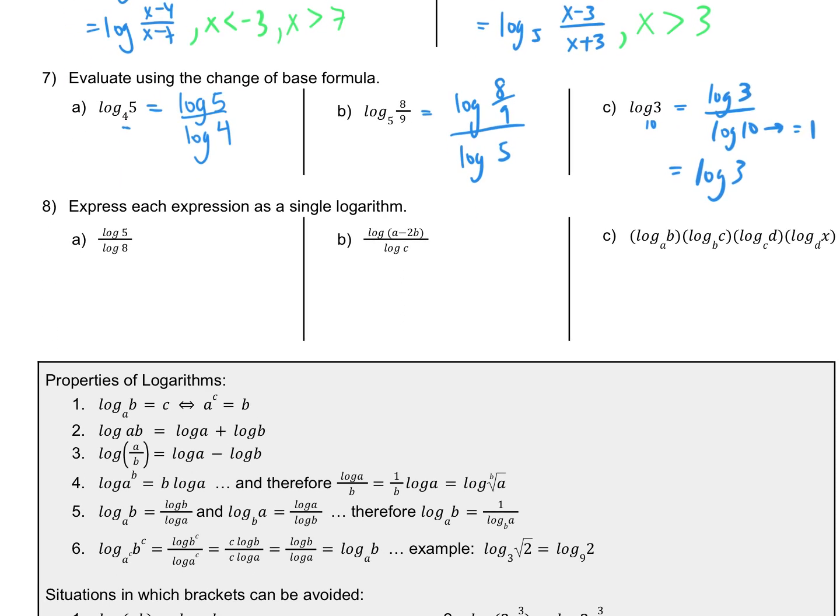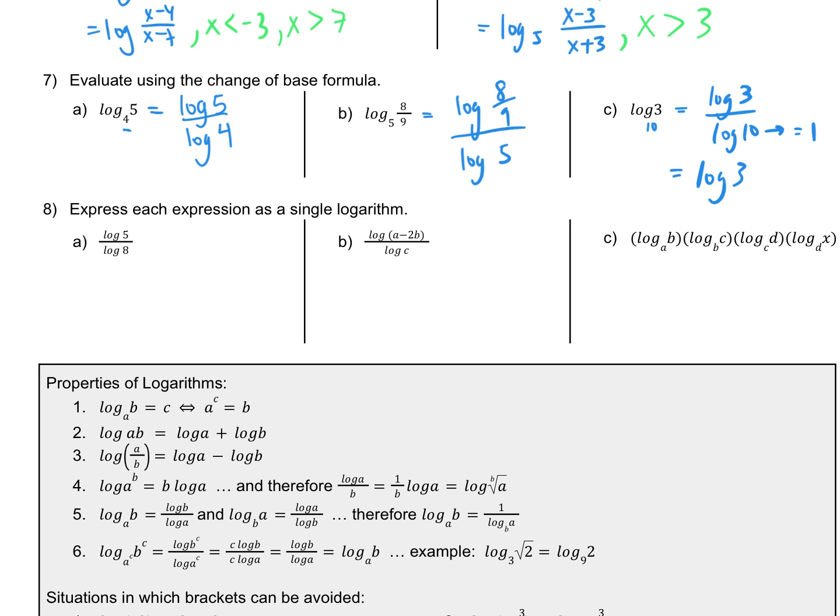All right. Our last example here is expressing each of these expressions as a single logarithm. So we have log 5 over log 8. This is me undoing the change of base formula. So the denominator would represent the base, so the 8, and then the 5 is there. So log 5 base 8. For the next one, again, the denominator gives me my base, so log base c, and then the a minus 2b. Now it's a single logarithm.